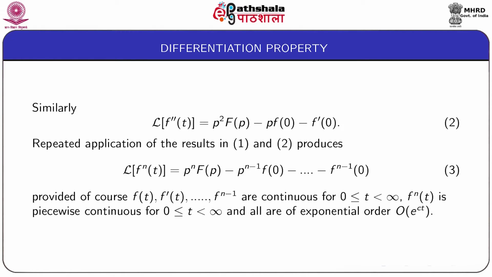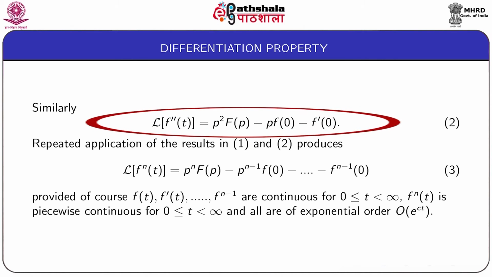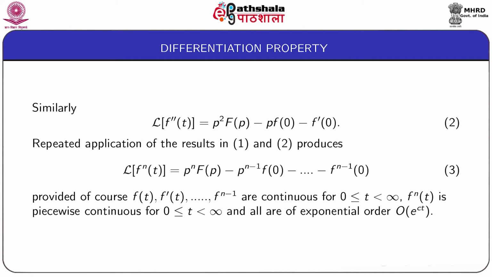Similarly, we can prove that the Laplace transform of f double dash t, that is the second derivative of f with respect to t, is equal to p square capital F(p) minus p small f at t equal to 0 minus f dash at t equal to 0, as given by equation 2.